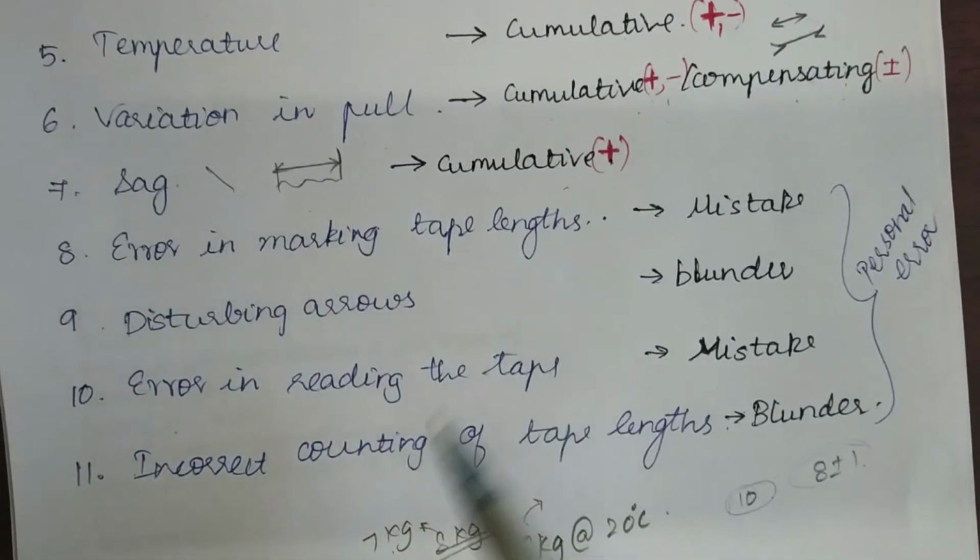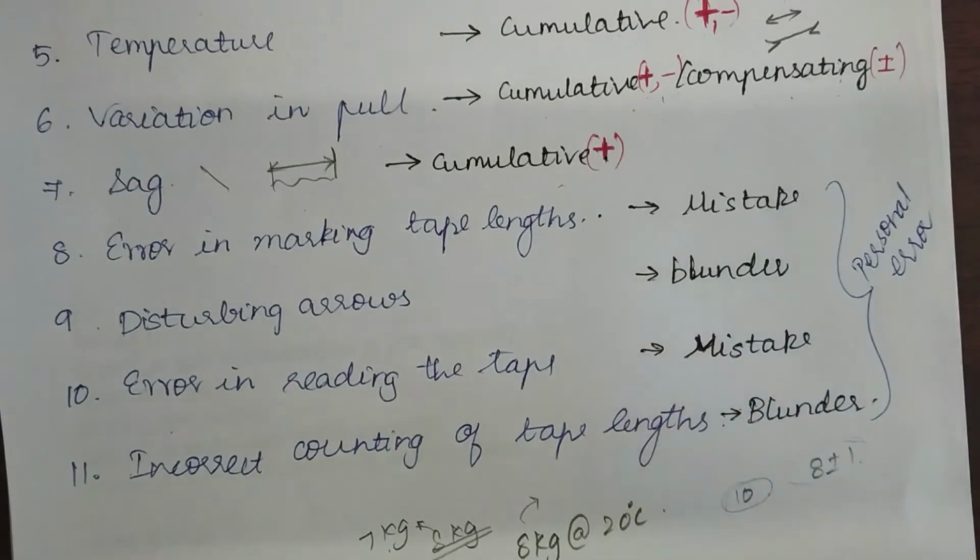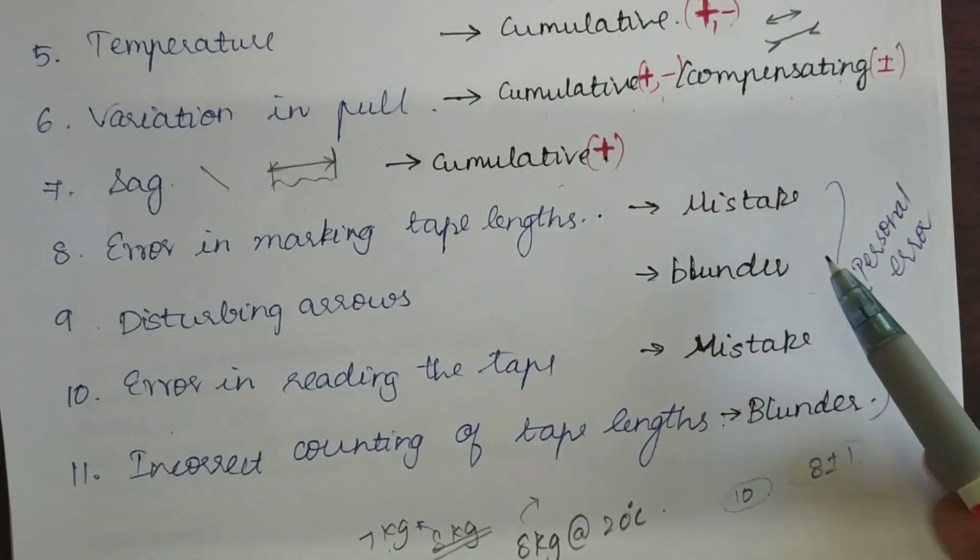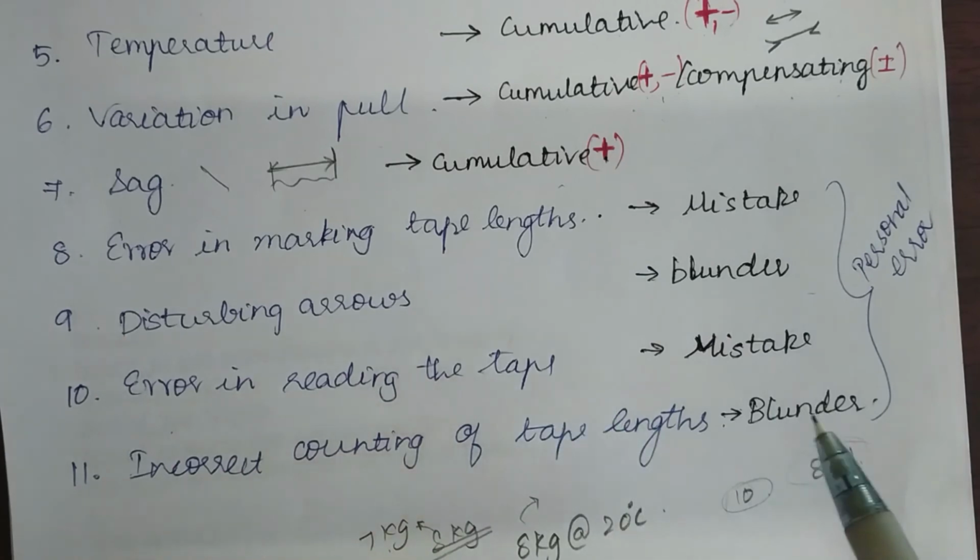Next is error in marking the tape lengths. This is purely a personal mistake committed by the person who is taking the reading. Next is disturbing the arrows while taking the readings. This is also a personal mistake. Error in reading the tape. This is also a personal mistake. Incorrect counting of tape lengths. This is also a personal mistake.